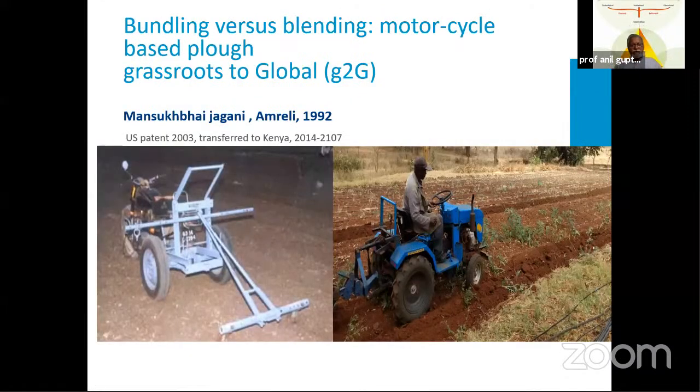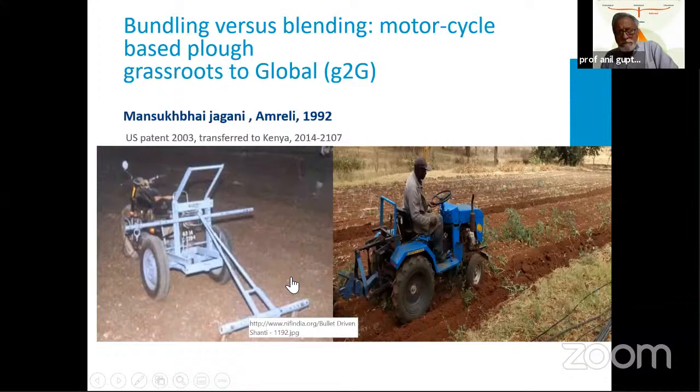Another example of open access. In 92, Mansukh Bhai developed this. We filed a patent with the help of Gyan and in 2003, licensed and transferred this technology as an open technology to Kenya. Earlier, it was a very simple design. Then it was modified. And now there are many variants of this which have come about. A motorcycle-based plowing machine.